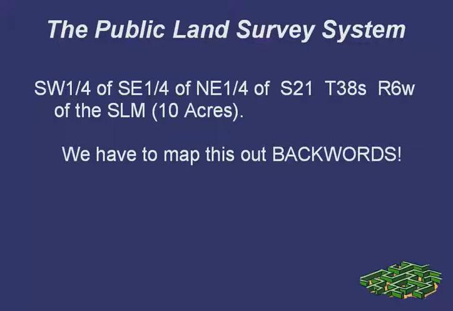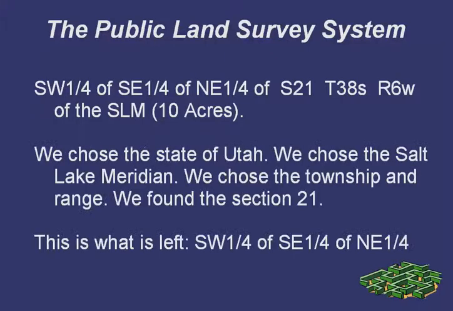Now with this one, we actually have to map this out backwards. We chose the state of Utah, we chose the Salt Lake Meridian, we chose the township and the range, we found section 21. So again, this is what we have left: southwest quarter of southeast quarter of northeast quarter.